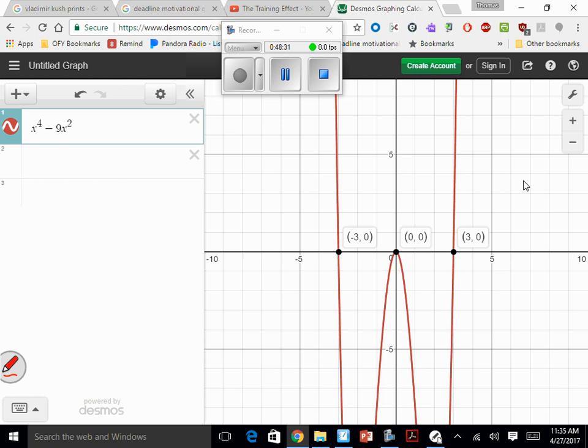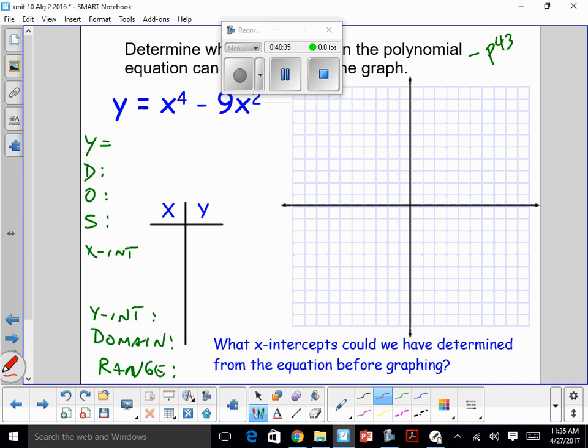It was negative 20.25. That's how low it goes. It's negative 2.1, comma, negative 20.25. Alright, so I'm sketching my picture. This is what I'm going to look for on your assessment.